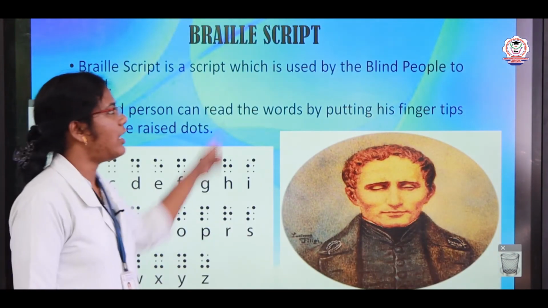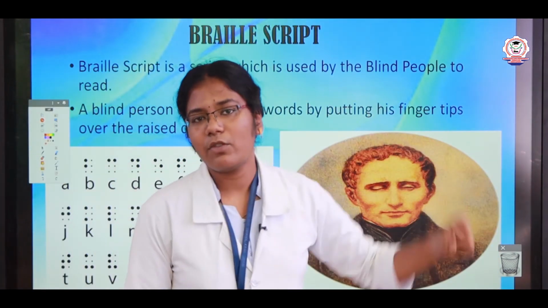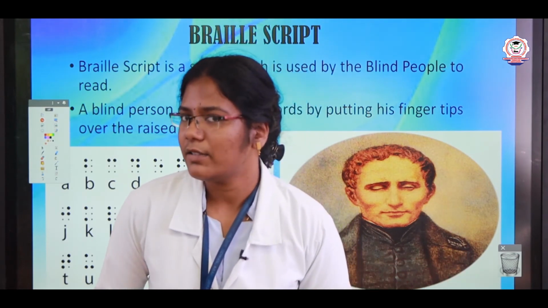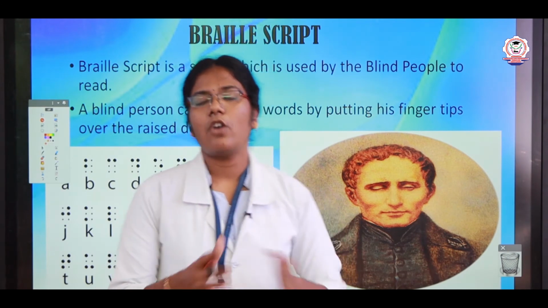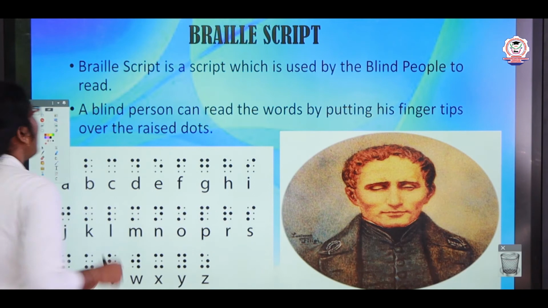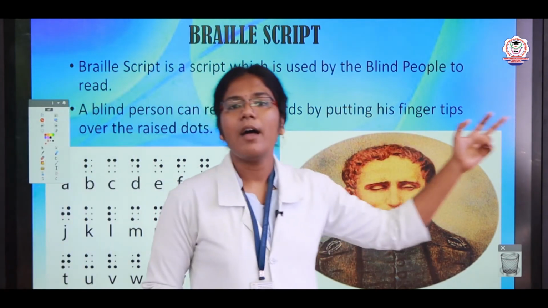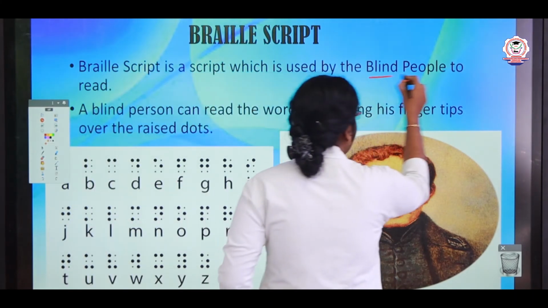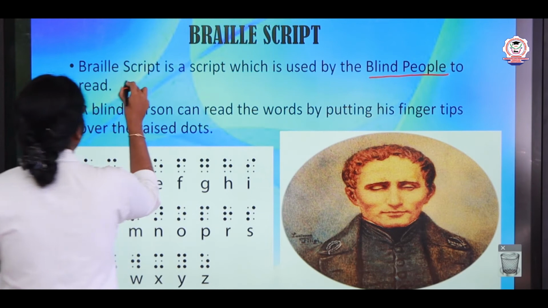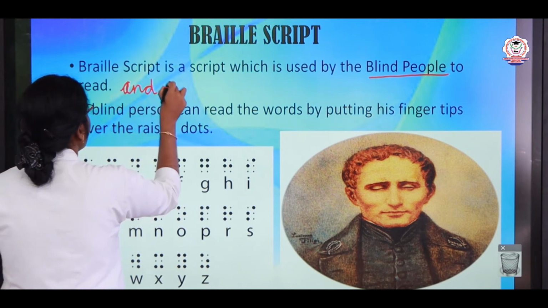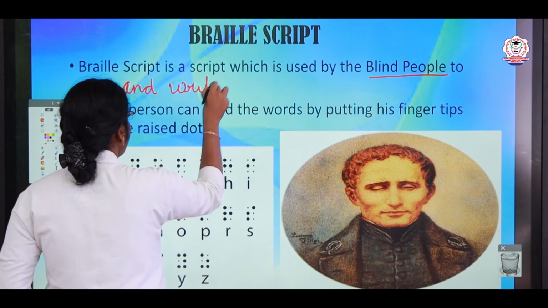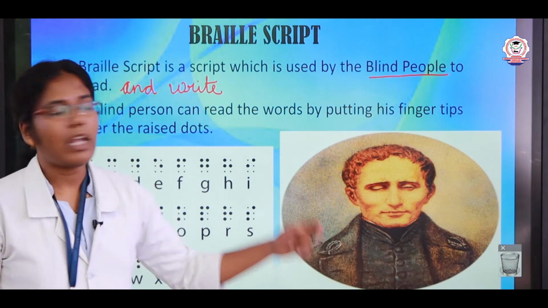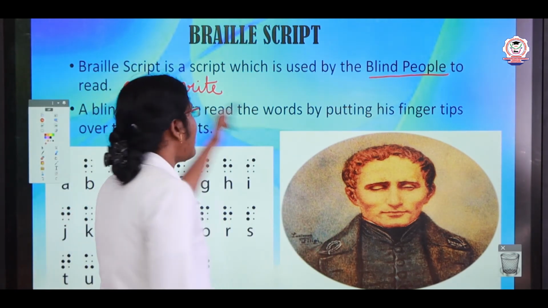The next topic we are going to see is the Braille Script. Have you heard the word Braille before? The Braille Script is a script which was used by blind persons to read and write. Louis Braille invented the Braille Script.